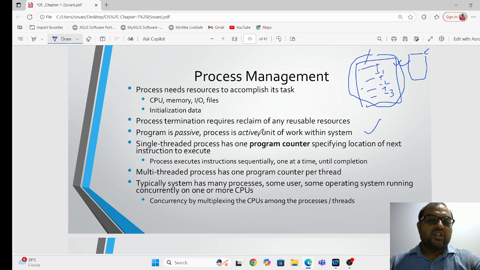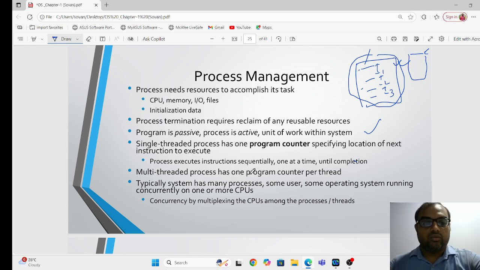A single-threaded process has one program counter. We want to remember that the program counter is necessary because instructions are executed one by one. It records which instruction has completed and which instruction will be executed next, so the counter takes the decision and specifies the location of the next instruction to execute. A multi-threaded process has one program counter per thread.